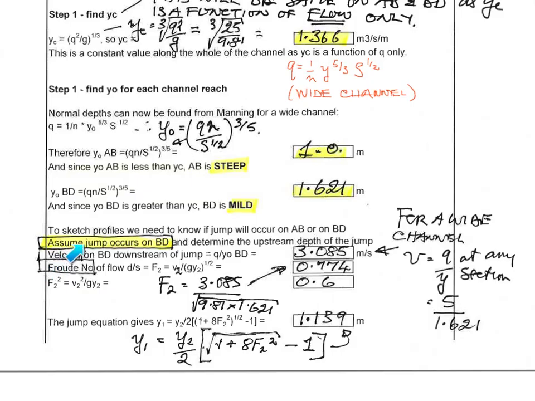So here we're going to make the assumption that the jump occurs on BD on the downstream section. We know what the depth after the jump is. It's the normal depth on BD. So we're going to use the jump equation to find the depth on the upstream side of the jump, i.e. just when the jump is about to occur.